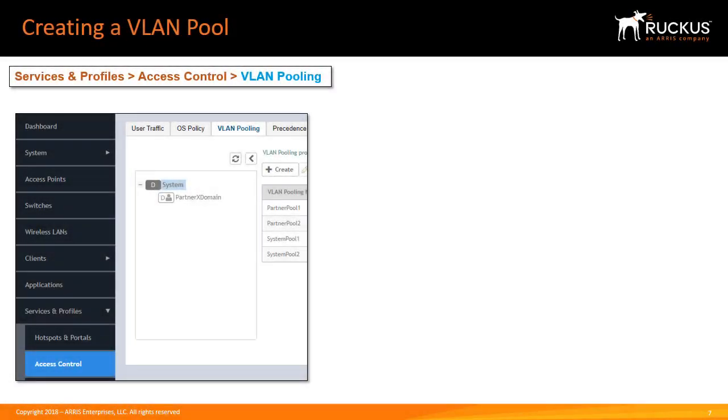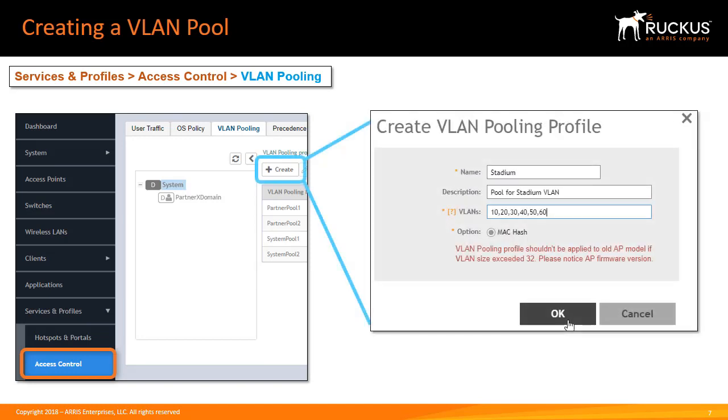In a previous video, we showed you how you can enable VLAN pooling under the advanced options when creating a wireless LAN. To create a VLAN pooling profile from the Access Control VLAN Pooling tab, select the Create button. Name the profile and then add the VLANs that you want associated with this particular wireless LAN. Notice the MAC hash option is selected by default.